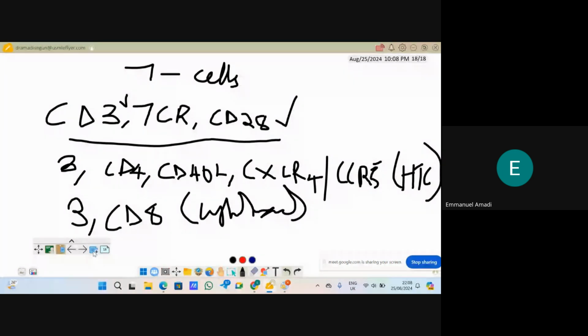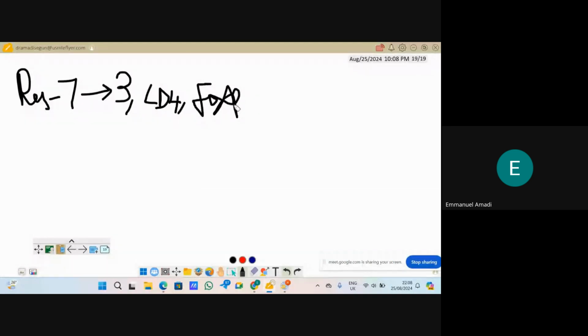Now, when you look at your regulatory T cell, it is a type of helper T cell. So it's going to have the three receptors above. It's going to have CD4 because it's a variant of helper T cell. But what now makes it the regulatory T cell is that it's going to have FOXP3, and it is also going to have CD25. Once you see this, you settle it classically. This is definitely your regulatory T cells. No two ways about it.